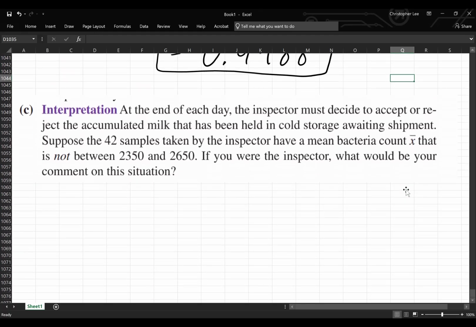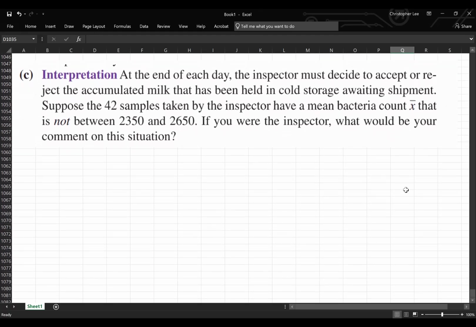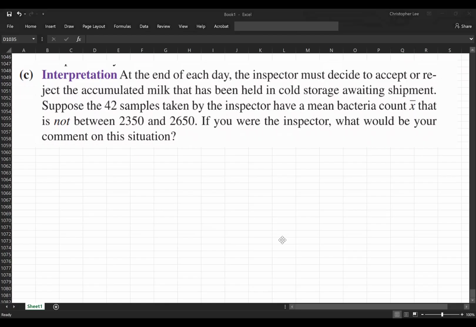So for me, if it's not in that safe range, I would say that it's not safe to consume and I wouldn't consume it. That's what I would do. But let's look.